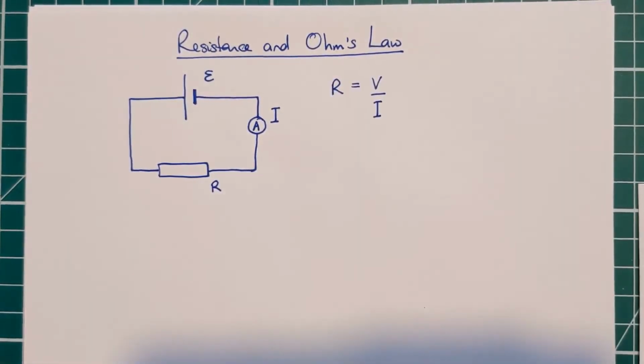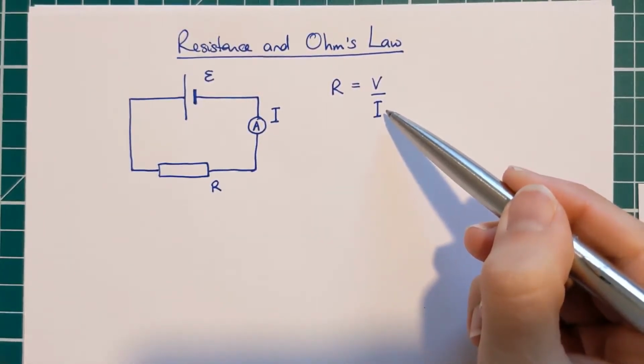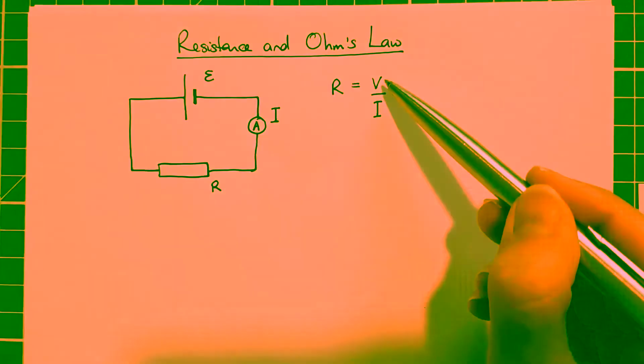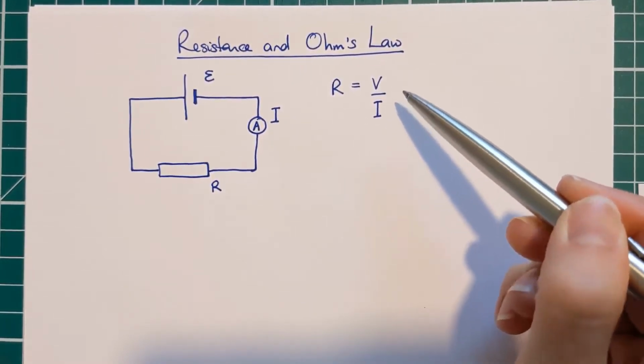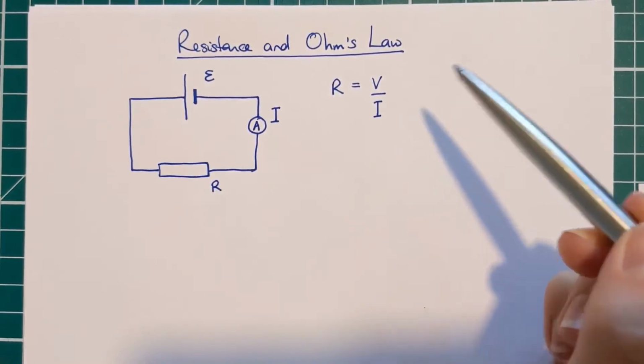We calculate the resistance of any particular thing by measuring the PD across it and dividing by the current through it. You can think of resistance as how much voltage do you need to push 1 amp through the thing. The higher the resistance, the more voltage you need to push 1 amp through.